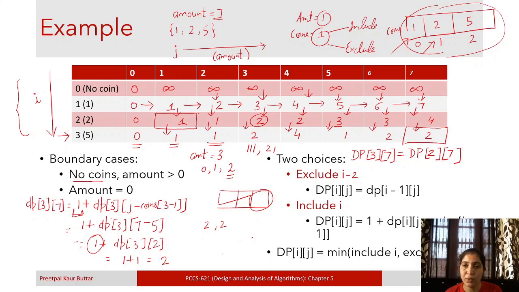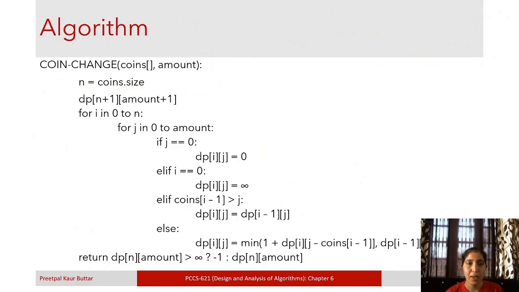So this is the final solution: to make an amount equal to 7, we need 2 coins, a 5 rupee coin and a 2 rupee coin, right? So this is how we can solve this coin change problem using dynamic programming. And here is the algorithm.